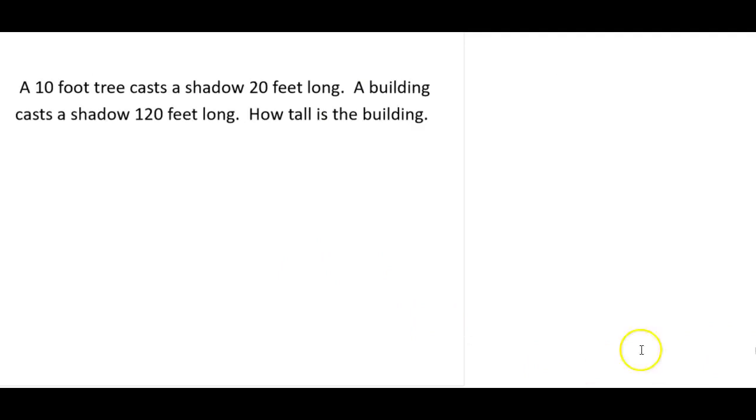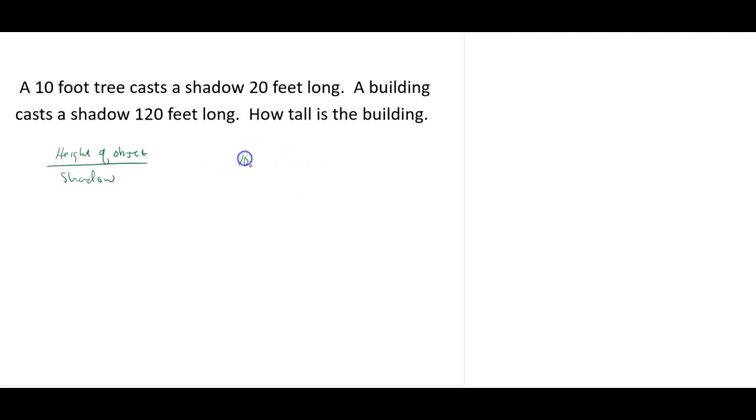Okay? Next example. A 10-foot tree casts a shadow 20 feet long. A building casts a shadow 120 feet long. How tall is the building? So we're basically going the height of the object to the length of the shadow. That's the order I choose. It doesn't matter which order you do, as long as you keep it the same.